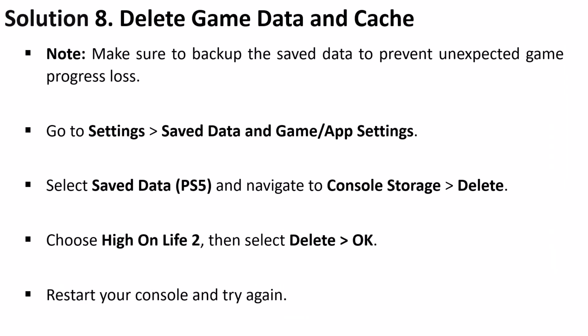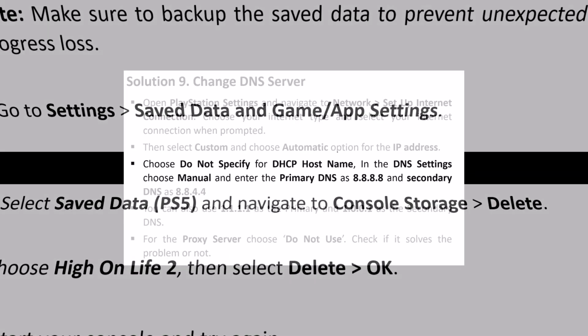Solution 8 is to delete game data and cache. Now please take a note, you must back up this saved data to prevent unexpected game progress loss. Now go to PS5 settings, save data and game/app settings. Select the save data PS5 and then navigate to console storage delete. Now select the High on Life 2 game and then select delete OK. Now restart your console and then try to launch the game and check.